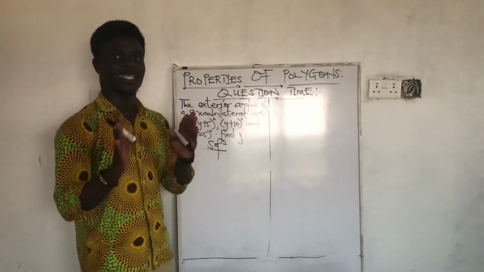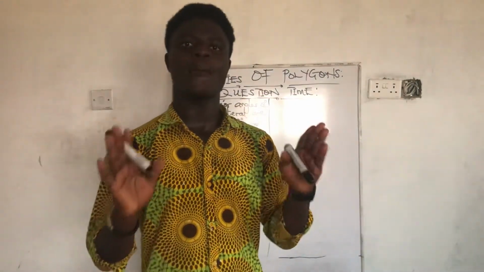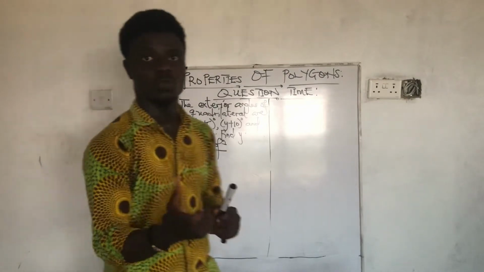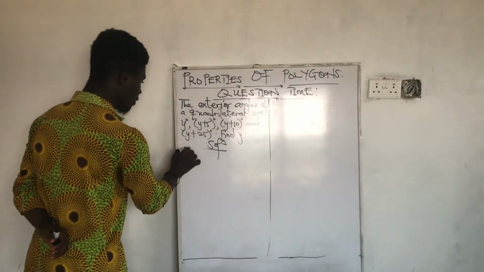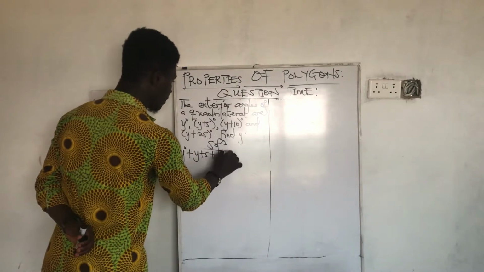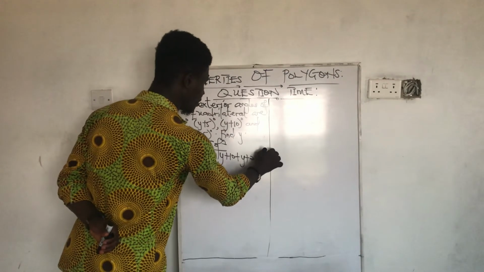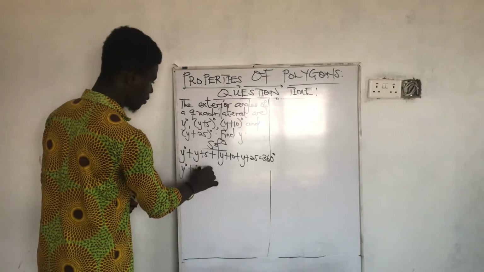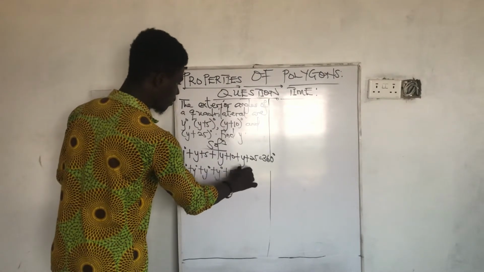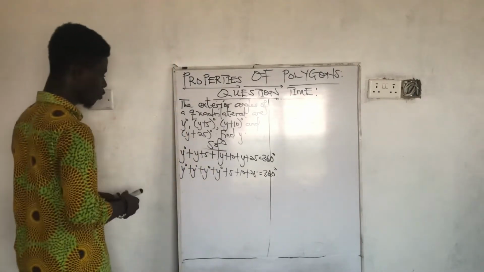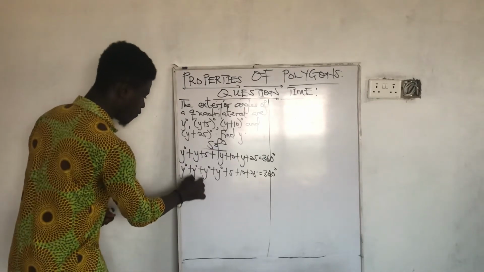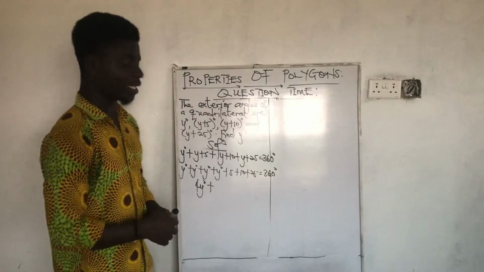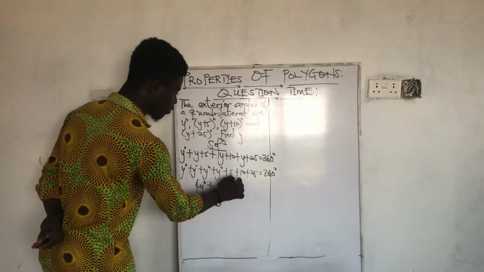All right. So you know that the sum of the exterior angles of a polygon is 360 degrees. So I'll add these angles, then equate it to 360 degrees. So y plus y plus 5 plus y plus 10 plus y plus 25 equals 360 degrees. Let's group like terms: y plus y plus y plus y, then plus 5 plus 10 plus 25 equals 360 degrees. We have 4 of the y. So 4y plus 5 plus 25 gives us 30, and 30 plus 10 gives us 40. So 4y plus 40 equals 360 degrees.